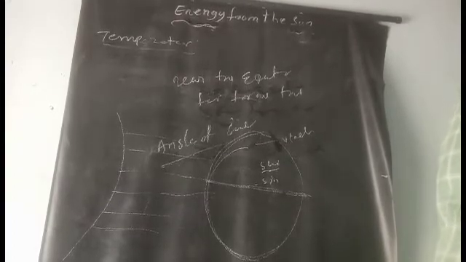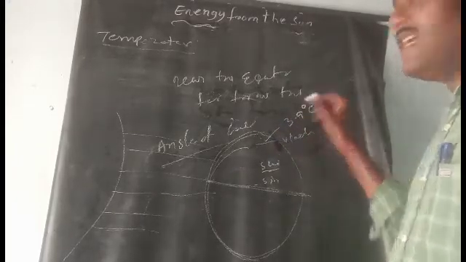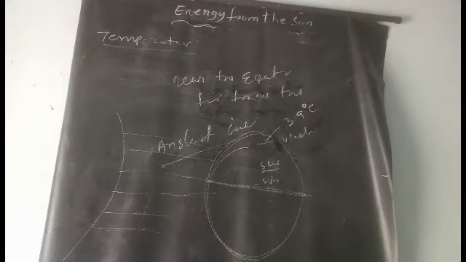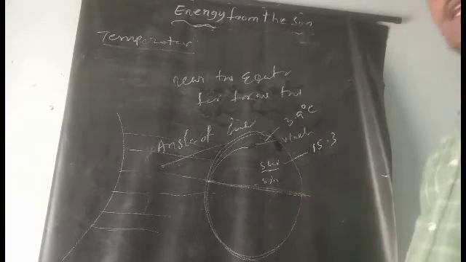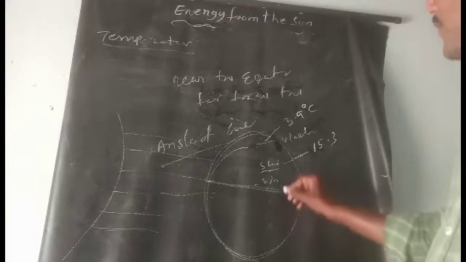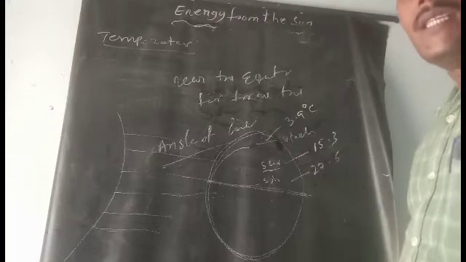What is the temperature in Vladivostok? Nearly 3.9 degrees centigrade. In Shanghai, 15.3 degrees temperature. And in Singapore, 27.6 degrees of temperature is given here.